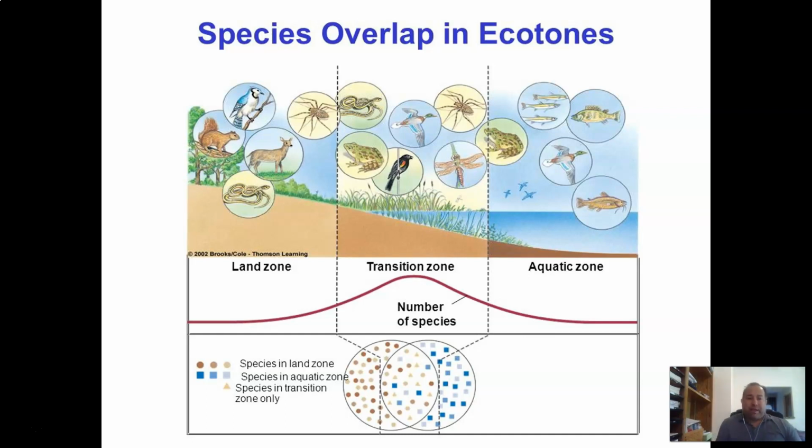But because of what's available in terms of the amount of species and the producers available for consumers, the food chain, there are so many opportunities for niches to be filled in these transition zones. The idea of edge and ecotone are really important in terms of wildlife management.